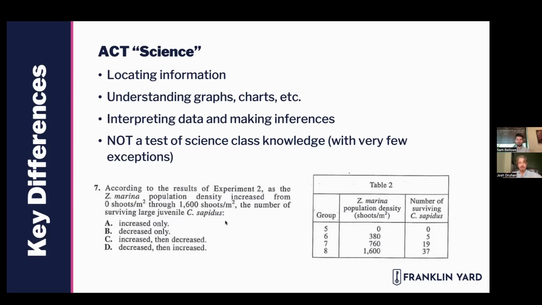So take a look at this question. We have a good example for you here. This question has an obvious science context, with scientific names like C. sapidus, Z. marina. But the question is really just asking us to look at this table and recognize that as the Z. marina population density increases, so does the number of surviving C. sapidus. And seeing that trend requires no science knowledge whatsoever.